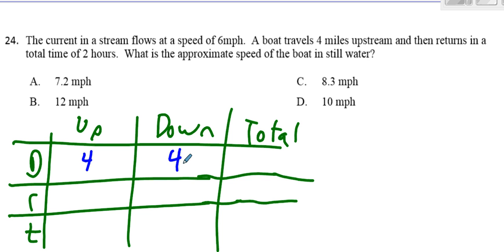When you're going upstream, that's because the stream's coming against you, which means the speed of the water is going to slow you down. You would subtract it. When you go downstream, the speed of the water is going with you. It's going to make you go faster. So when it makes you go slower upstream and faster downstream, you either subtract the speed of the water or add the speed of the water. And then we're told the total time was 2 hours.